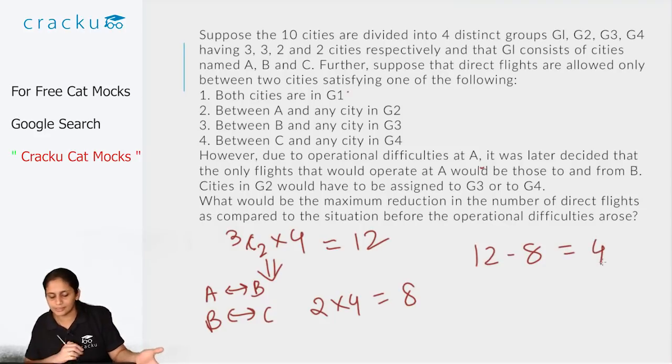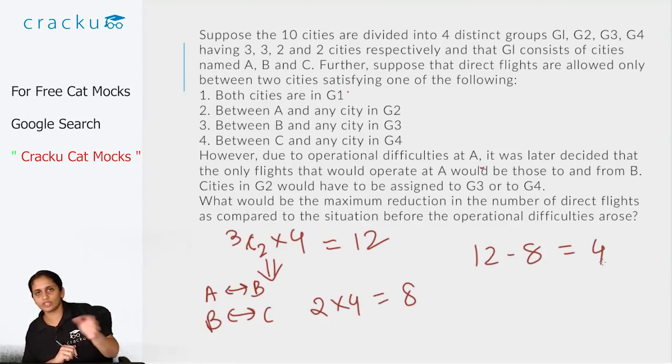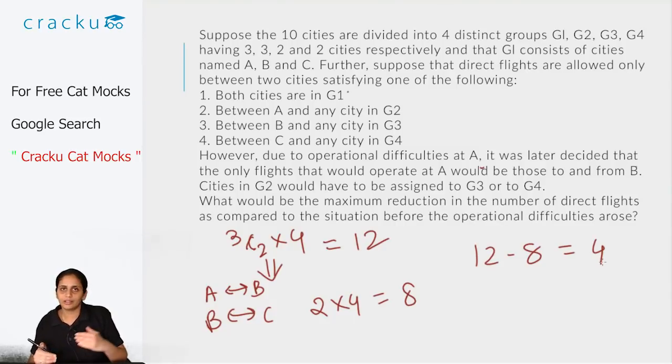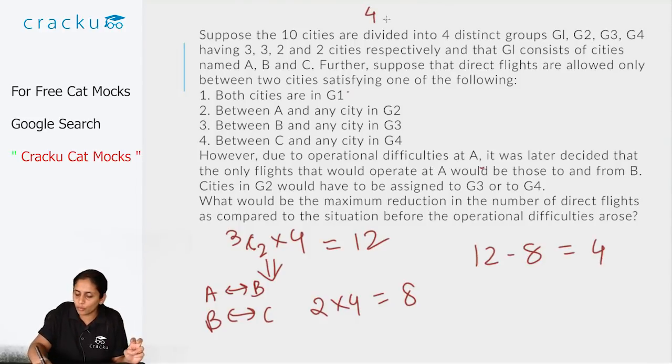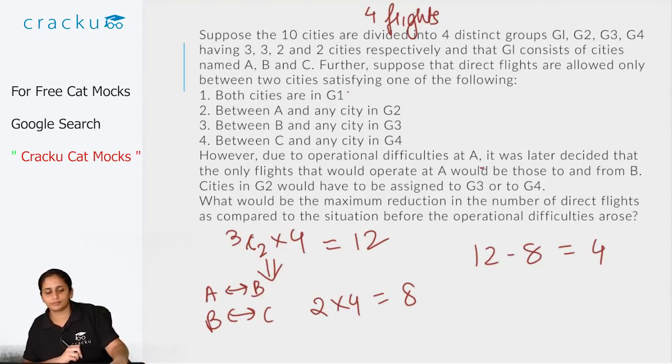Another way to think of it is that if, because of operational difficulties at A, it is only allowed to send flights to B, and G2 is shifted to either G3 or G4, the only change is the flight between A and C. If you are just stopping the flights between A and C, and there were 4 flights between A and C, the maximum reduction in the number of direct flights as compared to the situation before would be 4 flights. So the answer is 4.